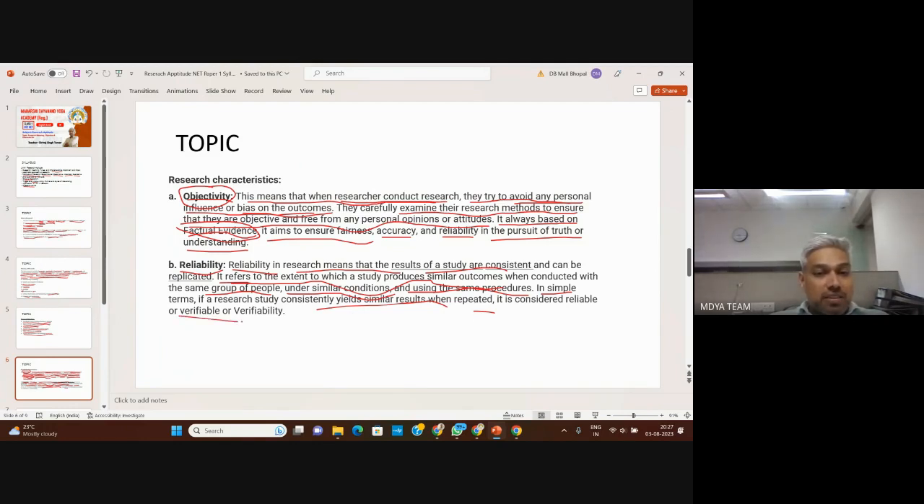Under similar conditions and using the same procedure. In simple terms, if a research study consistently yields similar results when repeated, it is considered reliable or verifiable, or verifiability, right? So in the UGC NET examination, the examiner can ask you what is the other word of reliability. So they can give you the option verifiable and verifiability, right? So read it and learn it.